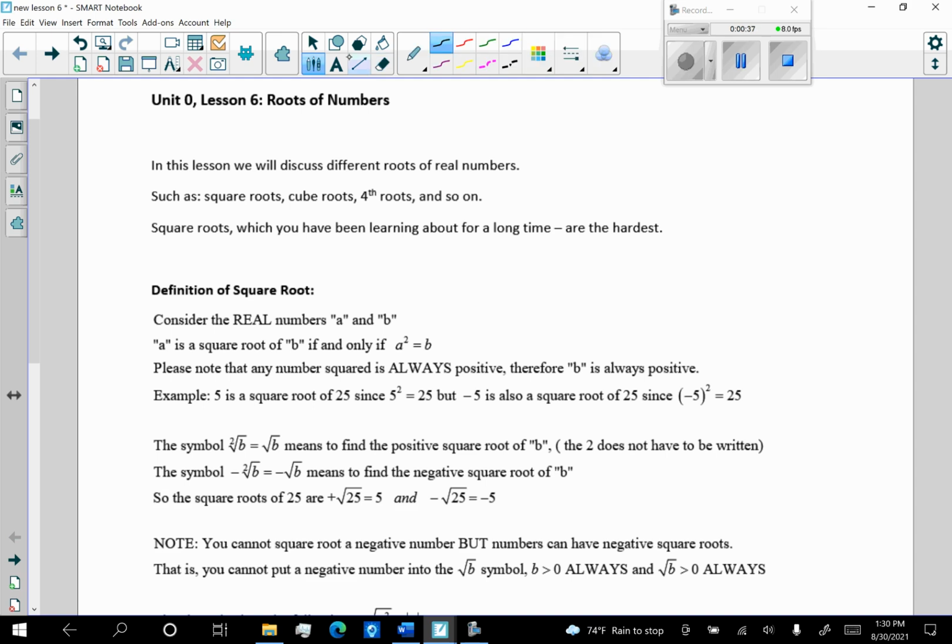That statement right here tells me this right here. If I have a statement a squared is equal to b, b is always positive because a squared, any number squared, is positive.